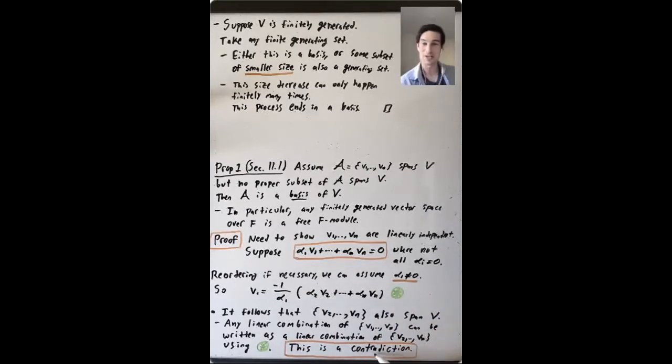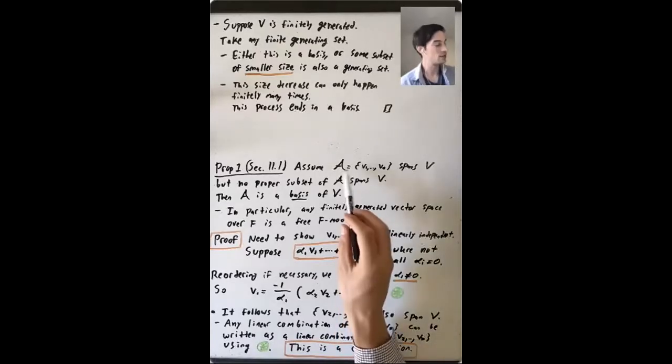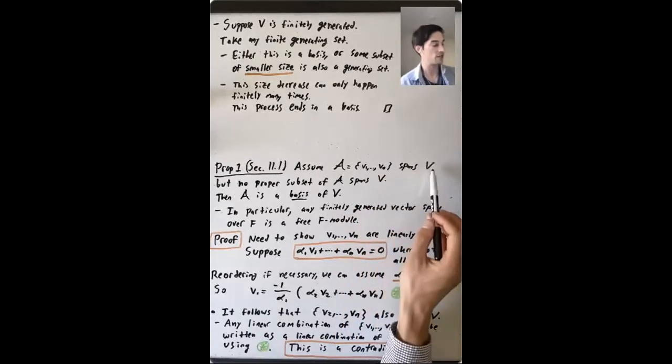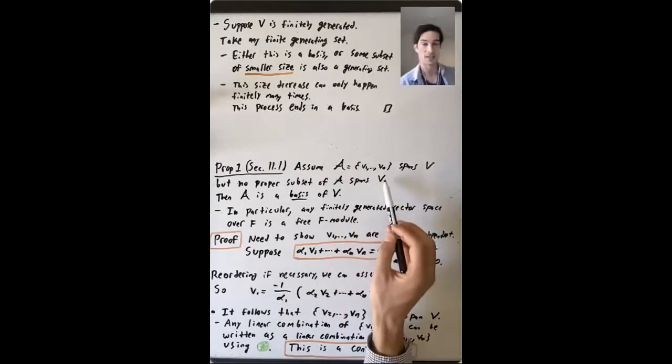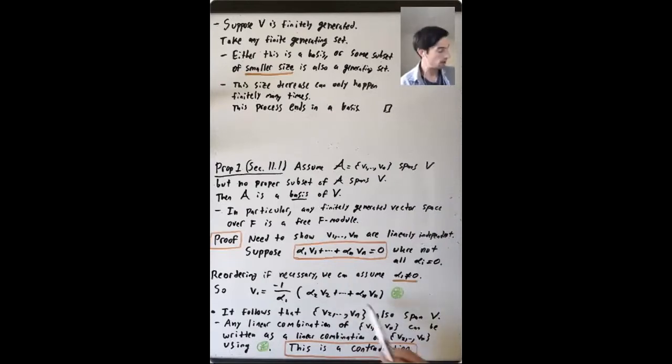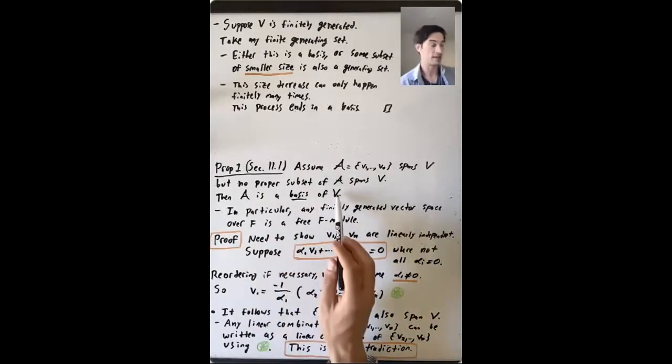But this is a contradiction now, because we started by saying that v1 up through vn spans V, but no proper subset spans V. And here we're saying that we found a proper subset that also spans V. So this is a contradiction. So what does that mean? These vectors actually were linearly independent, which means that they're a linearly independent spanning set. So A is a basis of V.